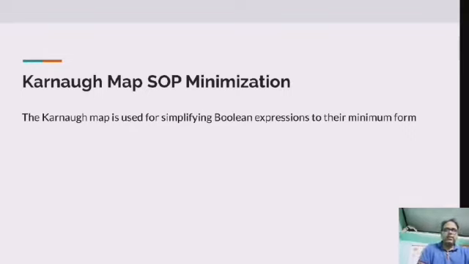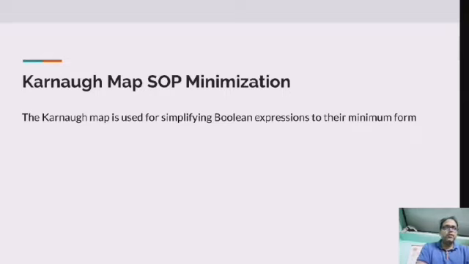Karnaugh map SOP minimization, that is sum of product minimization. A Karnaugh map is actually used for simplifying Boolean expressions to get a minimum form expression, and a minimized SOP expression contains the fewest possible terms with the fewest possible variables per term.